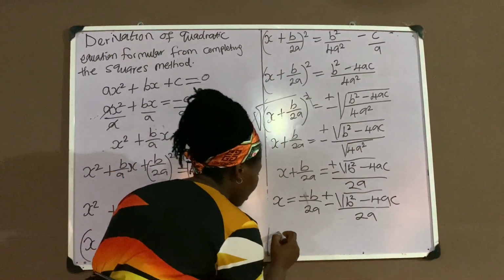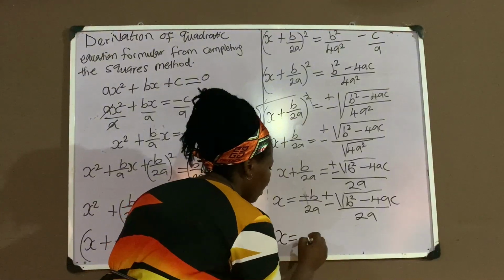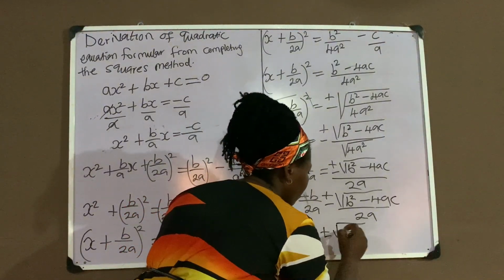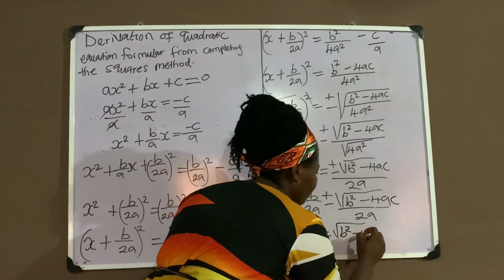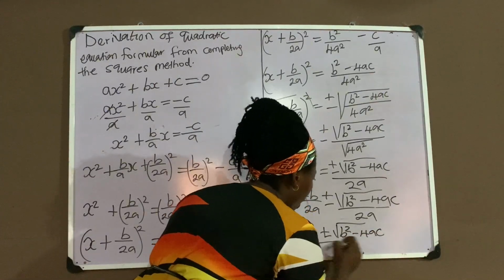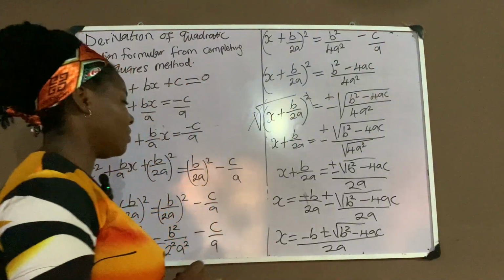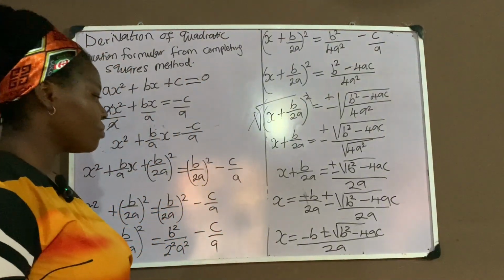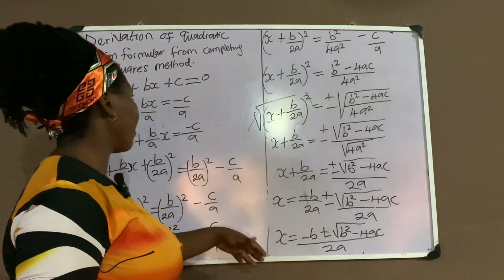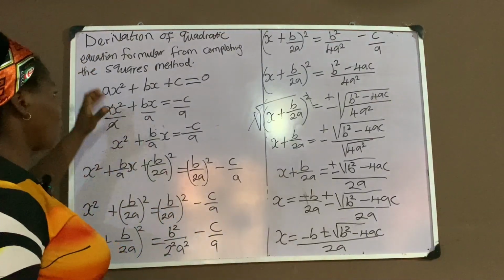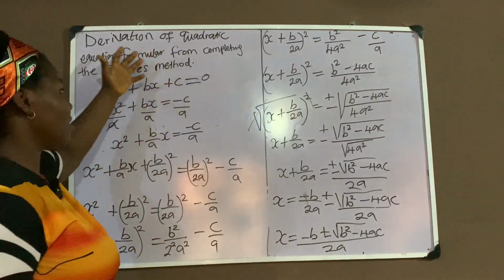So what we do is tell them that x is equals to minus b, then plus or minus square root of b squared minus 4ac all over 2a. So now this is the formula for this, the general formula, or like some people call it, the almighty formula of solving the quadratic equation.